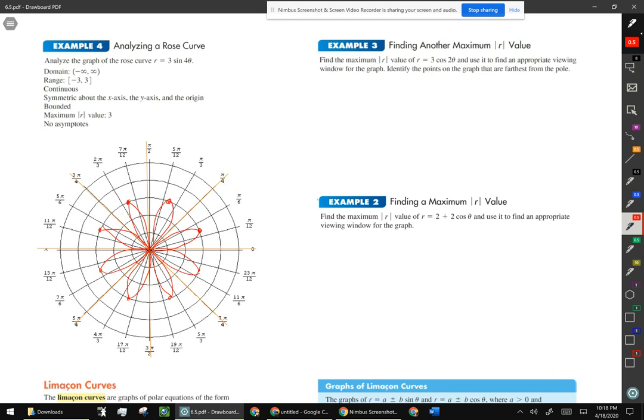What's the maximum value of this? Cosine can output a maximum value of 1, so it's just 3 times 1. The maximum value here is going to be just 3. Over here, cosine can output a maximum value of 1 again, so it'd just be 2 plus 2 times 1, so the maximum value of this is 4. Understanding this is going to help us lead into Leibniz and cardioid curves coming up. And that's it.